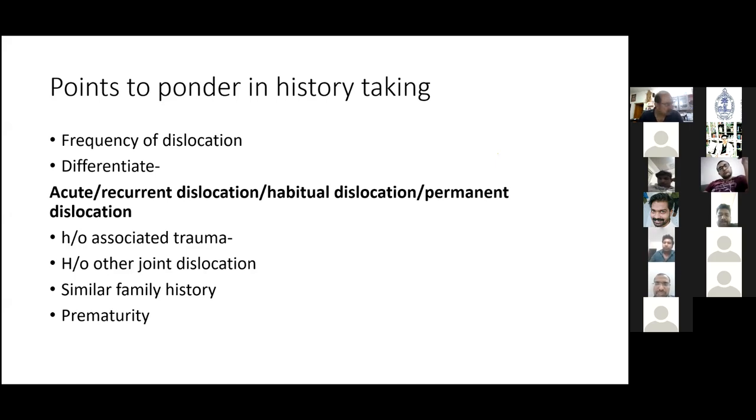History of other joint dislocations, to know any hyperlaxity. Then similar family history, definitely, especially since hyperlaxity runs in the family, especially the mothers. Prematurity is a cause. So in the history you ask about antenatal history for prematurity. Premature babies are more prone to hyperlaxity and joint dislocations.